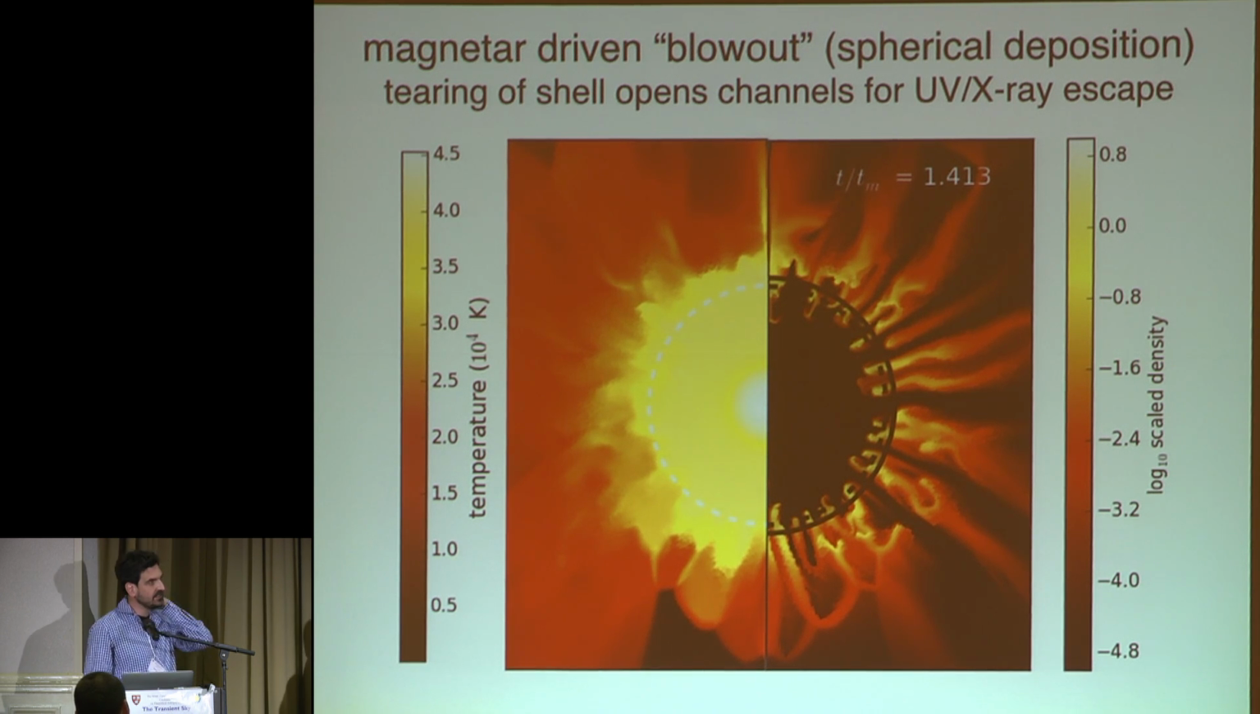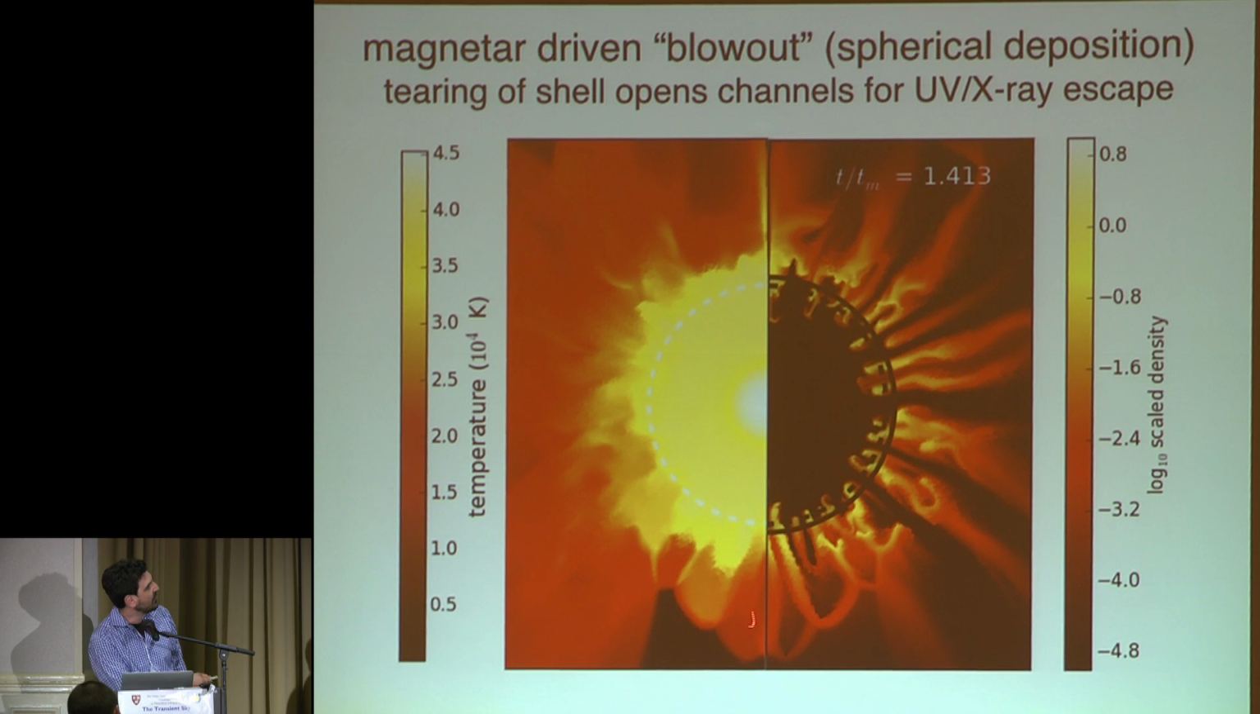Last thing I'll mention is that if you have a strong enough magnetar, this is for spherical energy deposition in this case, you can actually start to sweep up all the ejecta, and as it runs out of that steep region, you almost start to tear apart the shell, at least in 2D simulations, and create this kind of filamentary structure, which actually looks a little bit like what you see in the Crab Nebula.